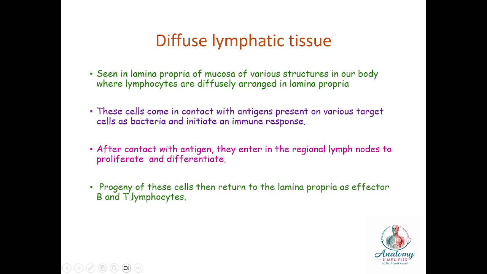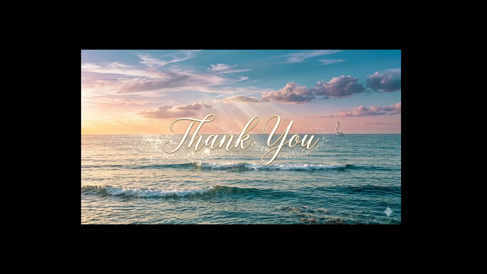Progeny of these cells, that means after formation of different cells from B lymphocytes and T lymphocytes, they return to the lamina propria as effector cells and T lymphocytes. I hope you understood the topic.